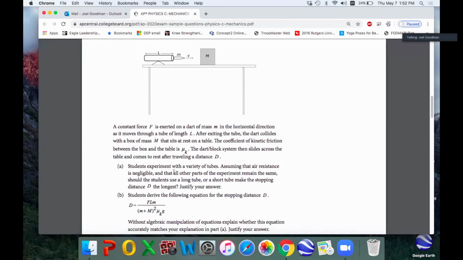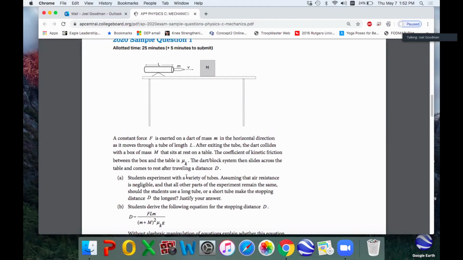Students experiment with a variety of tubes, assuming that air resistance is negligible and that all other parts of the experiment remain the same. Should the students use a long tube or a short tube to make the stopping distance the longest? So why don't you think about that just for a second? Read this again, okay?